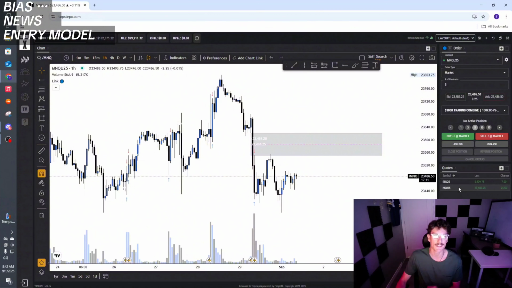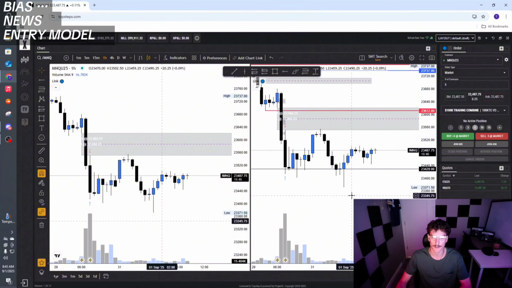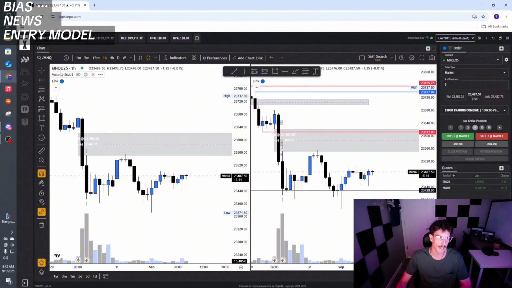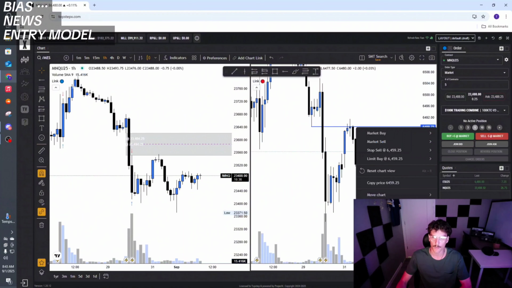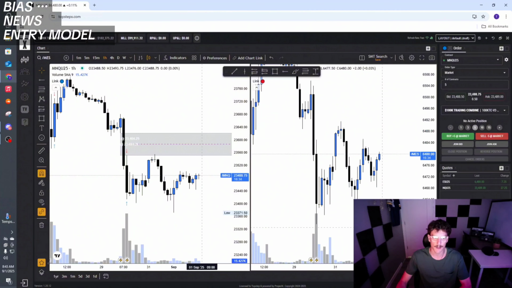I will open up, and sometimes I do this on the 15-minute, sometimes on the hourly, but I always do it. You can open up multiple panels. So here I will be looking at MNQ on my left and MES, which is the S&P 500. What I'm looking for is something called an SMT.